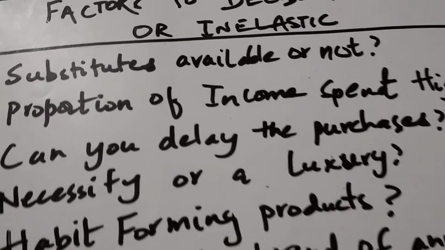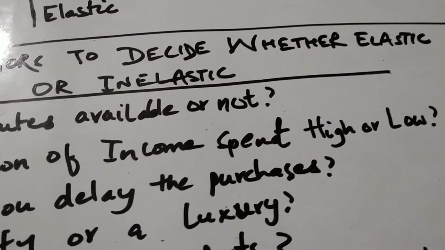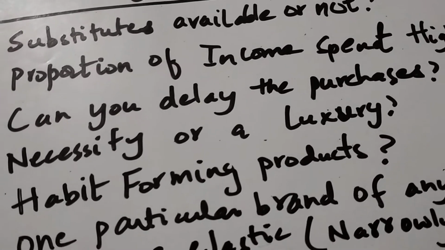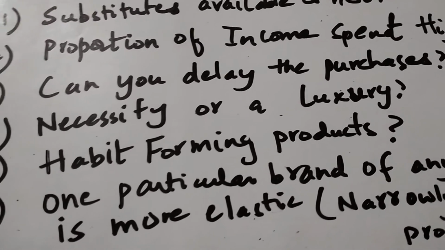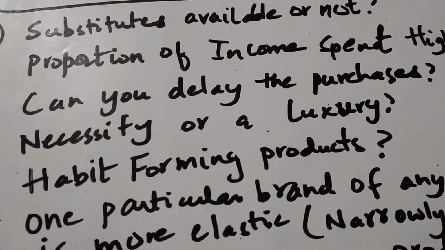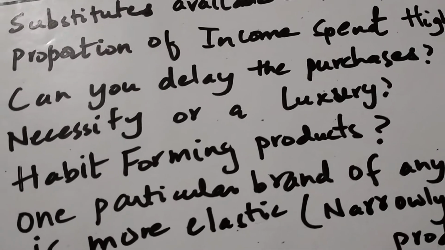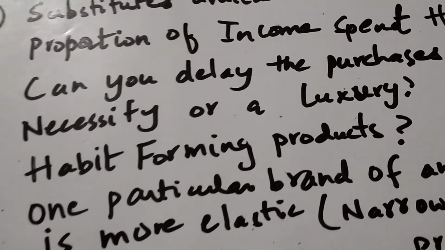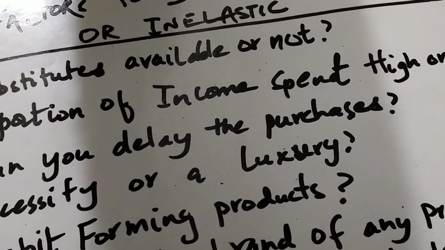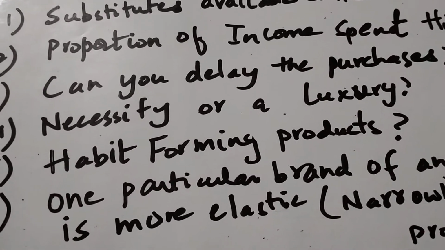And second is the proportion of income spent, high or low, on the product. For example, salt is a good example of it. Salt is not a very expensive thing to afford. Even if the prices of salt are increasing a great deal percentage-wise, still we will see that the demand will remain the same. Not much of that will change.